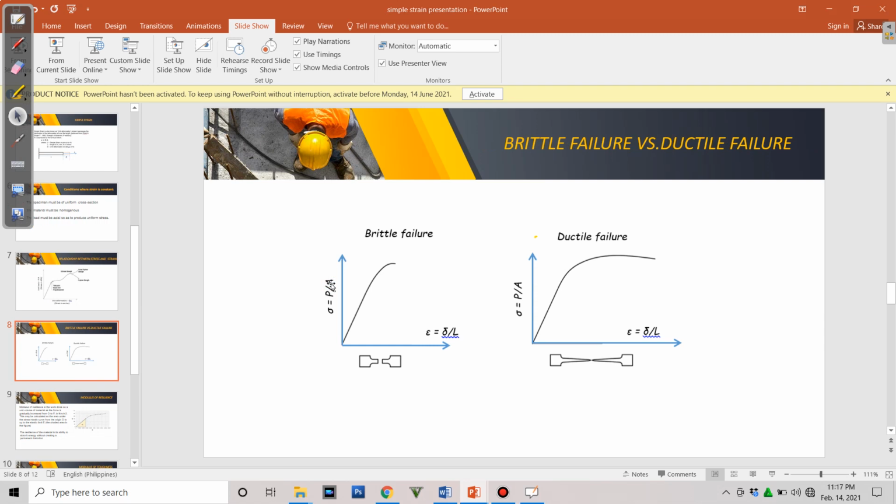We can see in the figure the sudden failure of the brittle material. There is a sharp breakage, or brittle failure, evident on the cross-section after rupture, while the ductile failure shows appreciable deformation before the rupture. It is evident that the cross-section has undergone necking. So this is what we call necking, meaning the cross-section gradually decreases until the rupture takes place.